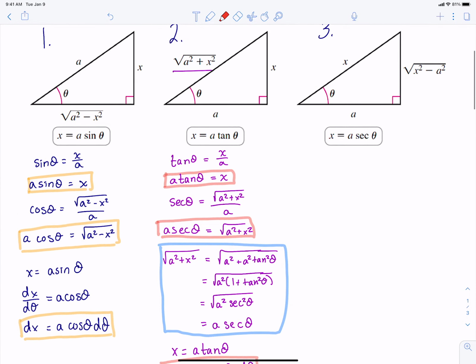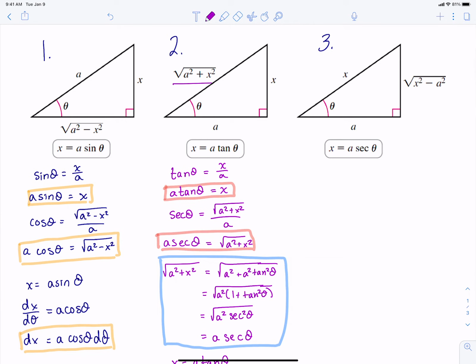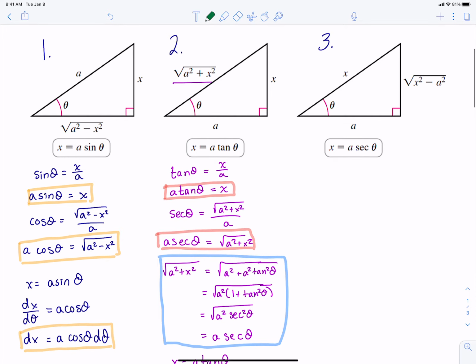And so similarly with our third triangle, let's grab a different color here. This is if we have x squared minus our perfect square number. And here, again, we're using that secant of theta is equal to our hypotenuse over our adjacent side, and we get that a secant of theta is equal to x.